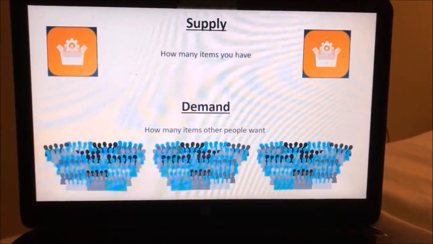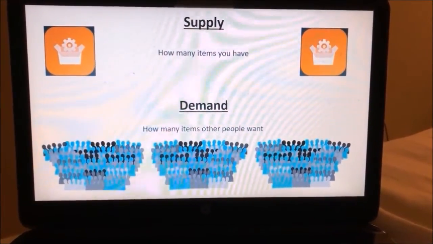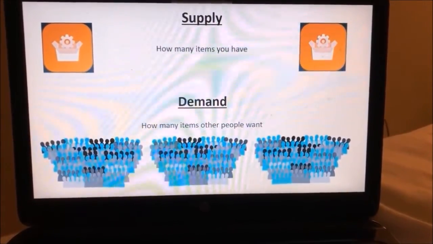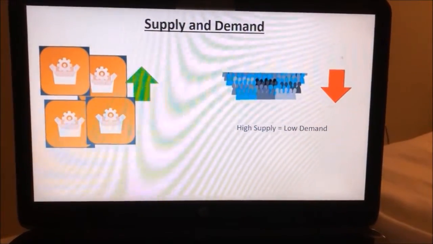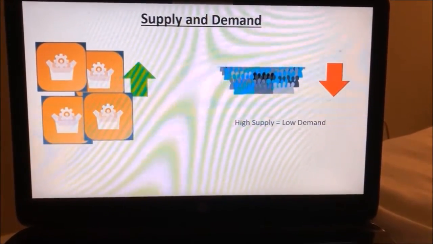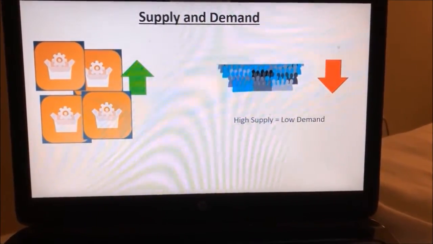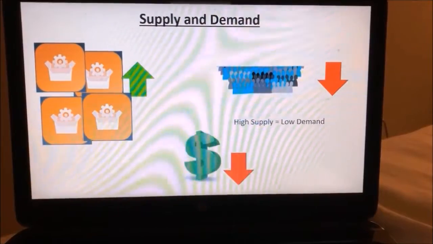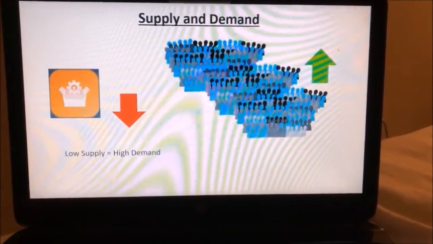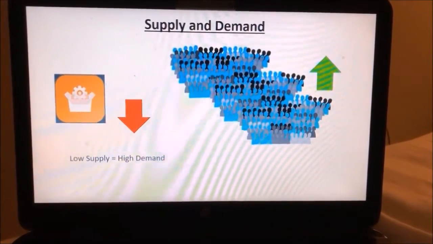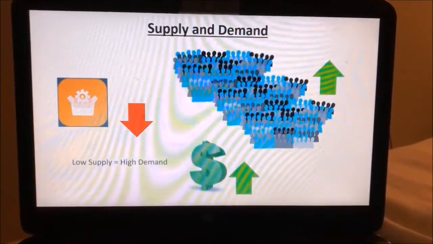Supply is when you as a business owner have items. The demand is how many items other people want. There's a relationship between the supply and demand. If there's a lot of the supply, then there's going to be a low demand, which means the price is going to fall. But if you have a high demand, then the supply for the item is going to be low, meaning the price will rise.